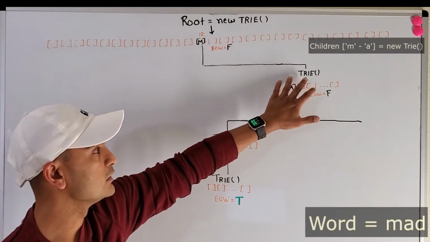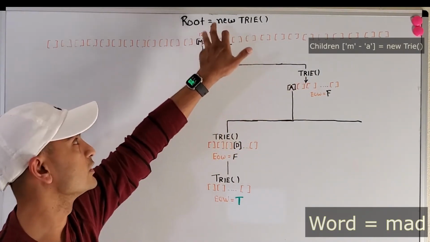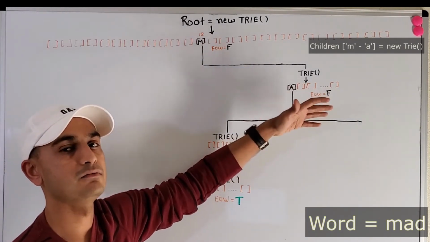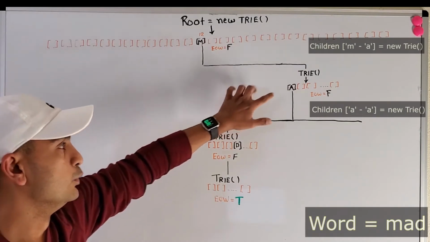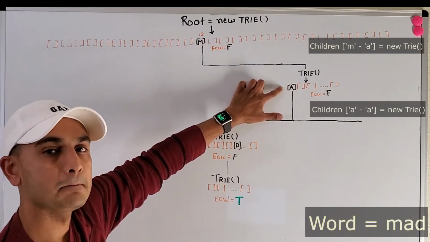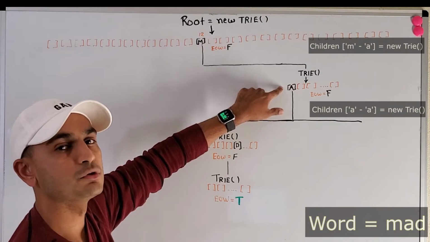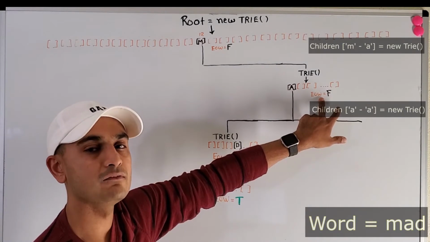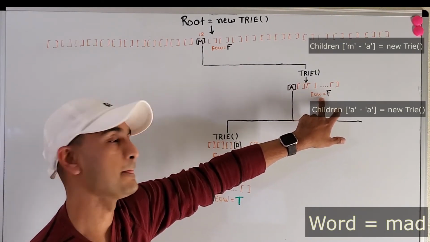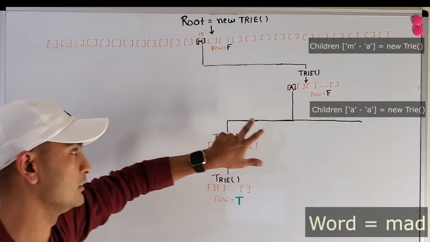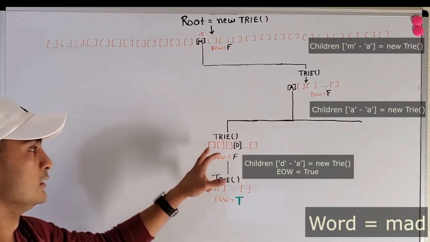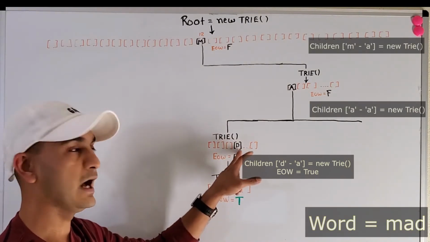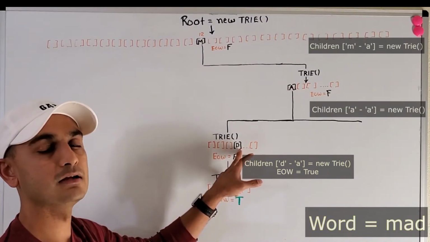Now we'll move on to this new trie object that we just created, the 13th child of this root object. In this trie object, which itself will have 26 children, we'll denote the letter A by creating a new trie object at the 0th position. So that'll denote that there's a letter A. And again, end of word will be false because we are at letter A. Now in this trie object, we'll denote letter D by creating a new trie object at the 4th position. So that'll denote that there's a letter D.